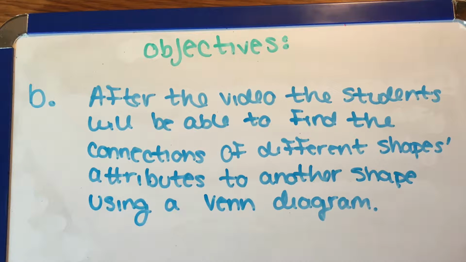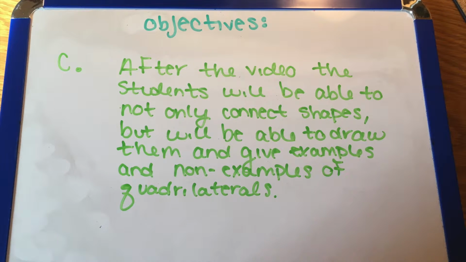Objective B. After the video, the students will be able to find the connections of different shapes' attributes to another shape using a Venn diagram. And our last objective, Objective C. After the video, the students will be able to not only connect shapes, but will be able to draw them and give examples and non-examples of quadrilaterals.